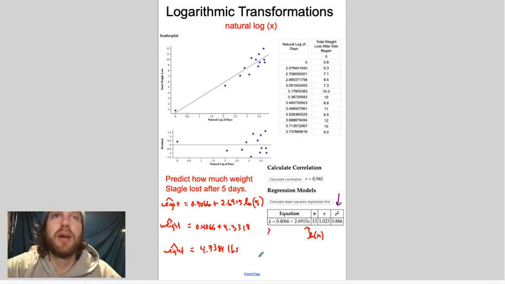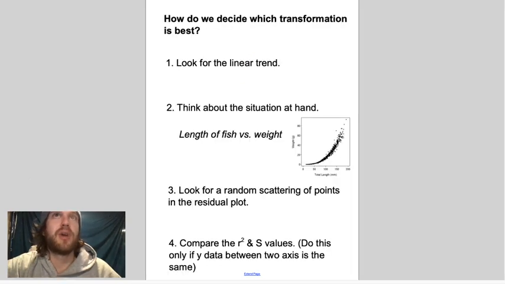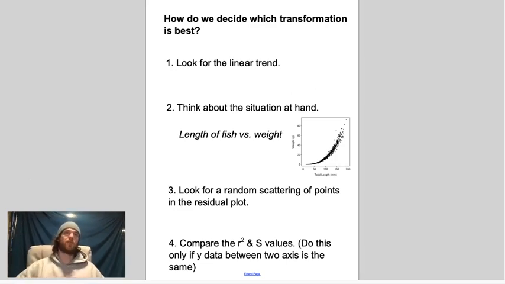Okay, so yeah, that's pretty cool. I think this is awesome. It's a cool way to make our data work. This is probably the most mathy lesson we've had all year. So how do we decide which transformation is best? I'm going to give you 4 tactics for doing that.